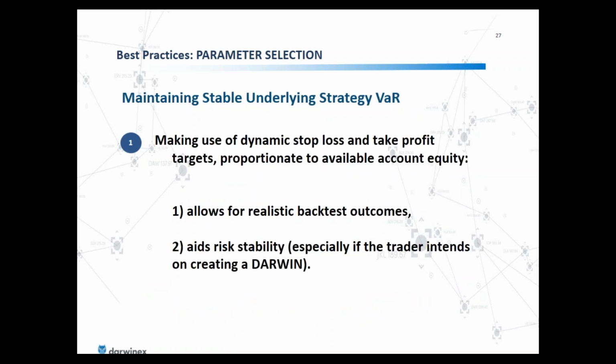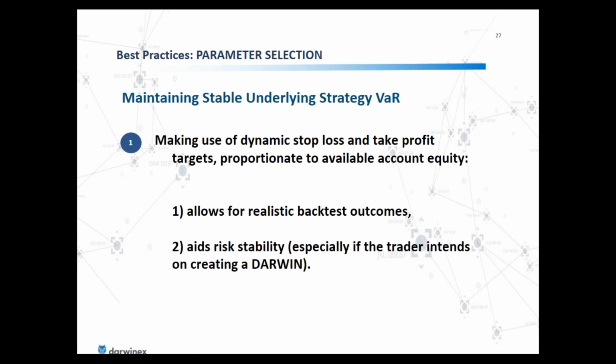Now, maintaining stable underlying strategy valued risk is very, very important, particularly for people who take their trading strategies onto submission for Darwin status. If you create a Darwin, then it's important that you maintain as stable an underlying VAR as possible. And making use of dynamic stop loss and take profit targets that are proportionate to available account equity is one way to do that. This allows for realistic backtest outcomes.